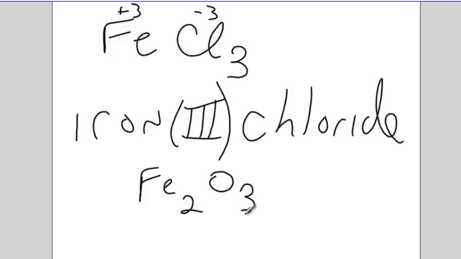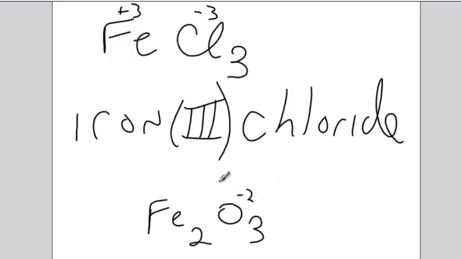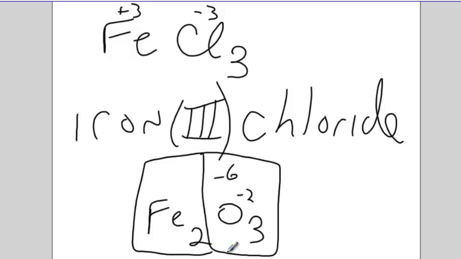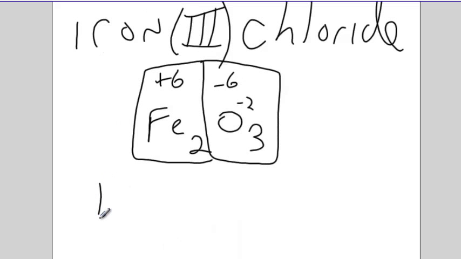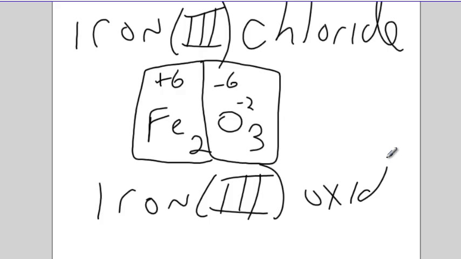If I had Fe2O3, oxygen is a -2. 3 times -2 is -6. So that half of the ionic compound is a -6. So this half of the ionic compound must be +6, but there's two of them together making up the +6. So again, I've got iron 3 oxide. I'll get to the names of the anions in a minute. Iron 3. That's how you're going to figure it out every time.